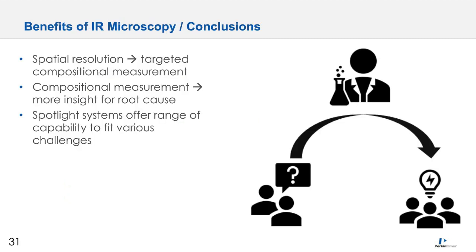So let's review the benefits of infrared microscopy and cover some conclusions we might draw from these application examples. Spatial resolution is critical in targeted compositional measurement in areas where our sample or region of interest only occupies a small space in the sample. In addition to that, compositional measurement provides added insight for root cause analysis. Without compositional measurement, we are making some critical assumptions about the cause for failure of products. PerkinElmer's Spotlight systems offer a range of capability that can help to address the challenges presented by the smallest defects we see in our samples.